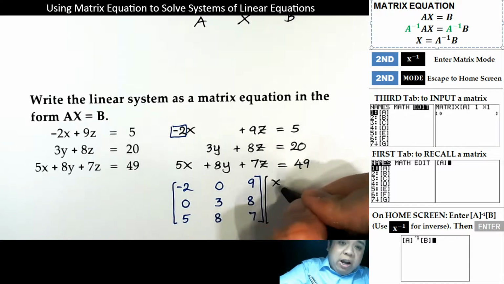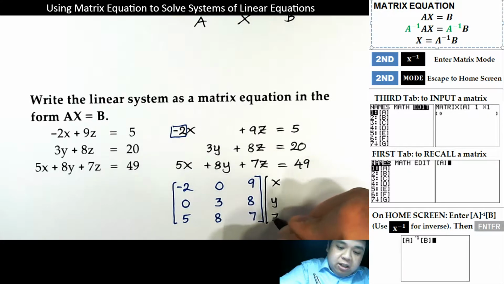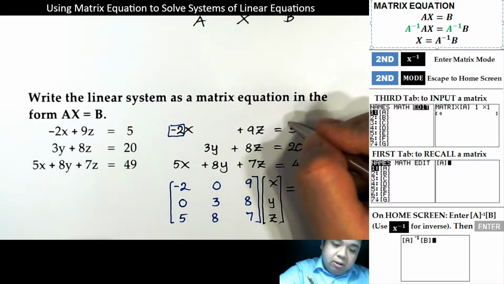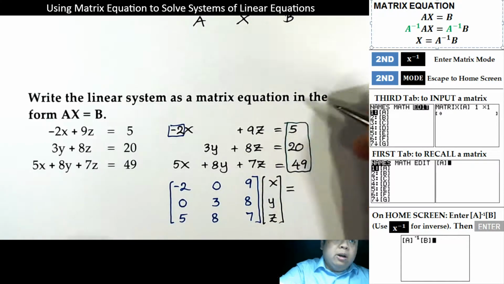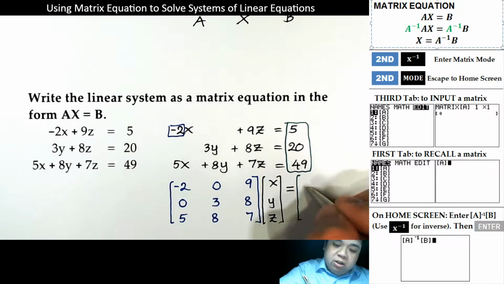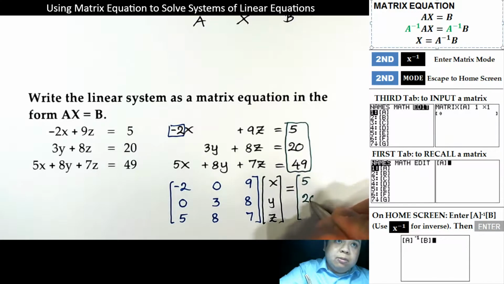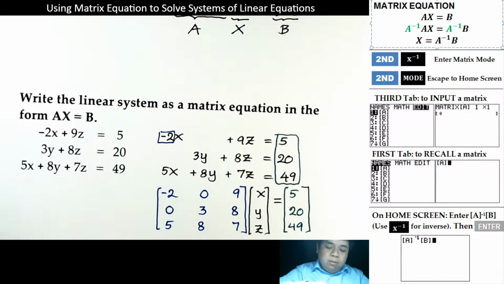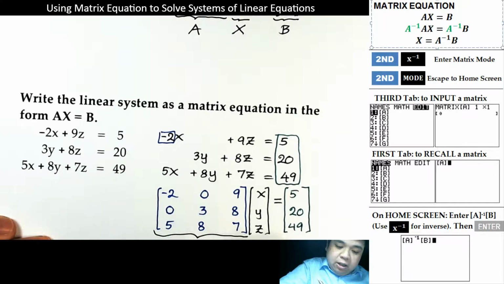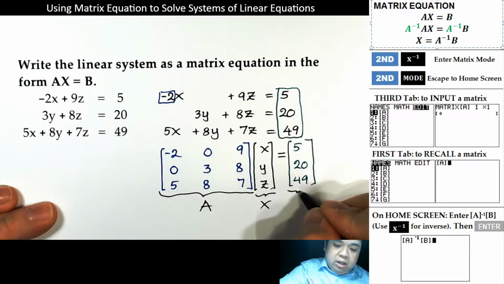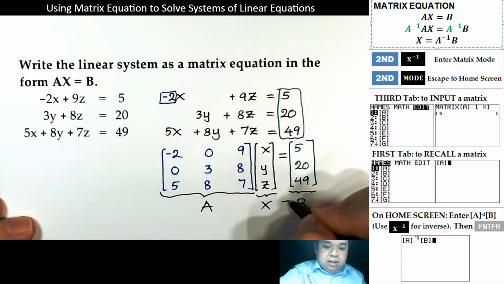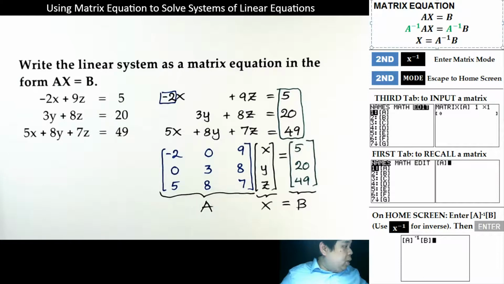We have three variables x, y, z. We stack that as a column, and then the constants will be the matrix B on the other side. So this is matrix A, matrix X, and matrix B, and we have AX equals B. So that's how we set it up.